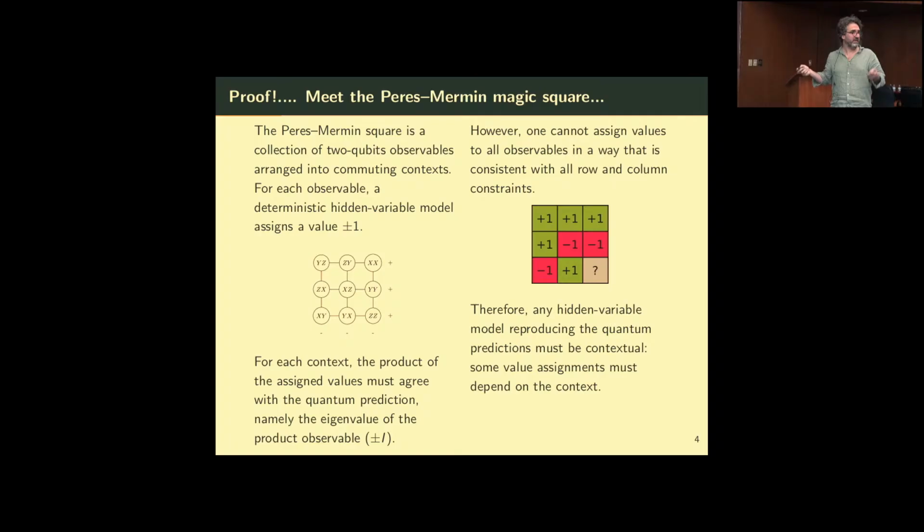The thing is, if you want a hidden variable model that reproduces this, your hidden variable model should be very special, in the sense that the predefined values should change depending on which context you consider. And this can be tested experimentally. So the main message of this theorem is that it's a kind of no-go theorem. There is no non-contextual hidden variable theory that can be compatible with this.